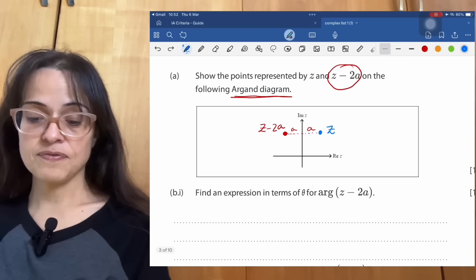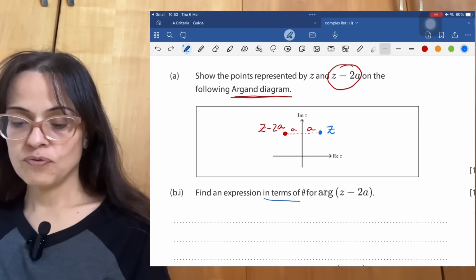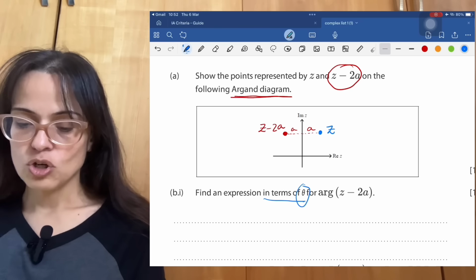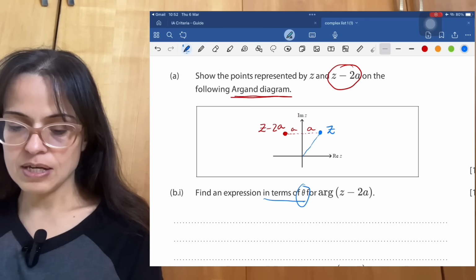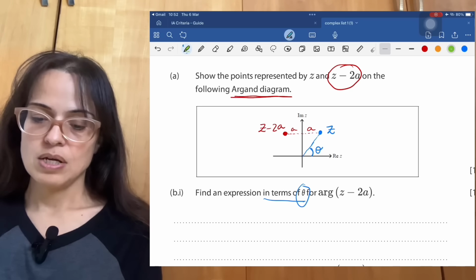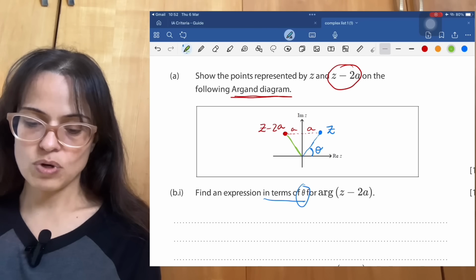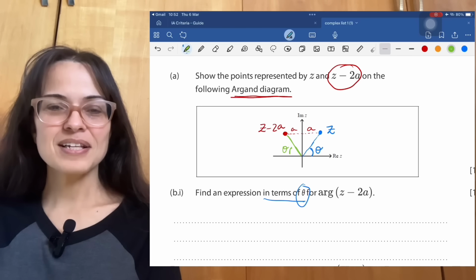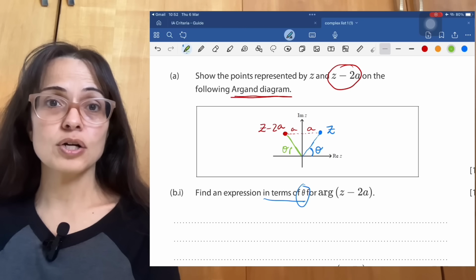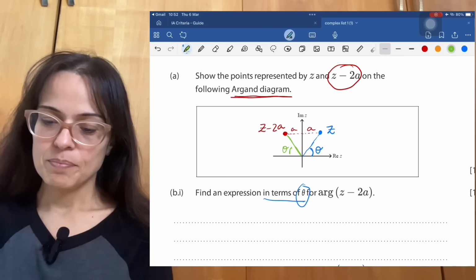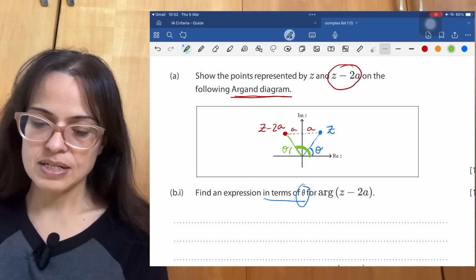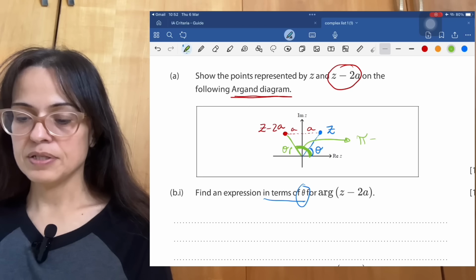The next item says, find an expression in terms of theta for the argument of z minus 2a, which is this red point. Well, theta goes in the picture here. It is the argument of z. So there is a little bit of a symmetry that we can see here, right? We also have theta here, but just like in trigonometry in the unit circle, this green angle is not the argument of the red point, because the argument needs to be measured from here to there. This is the argument, so it is pi minus theta.